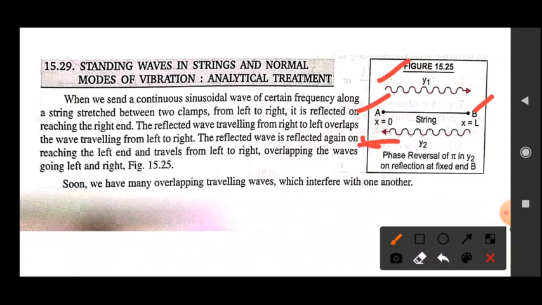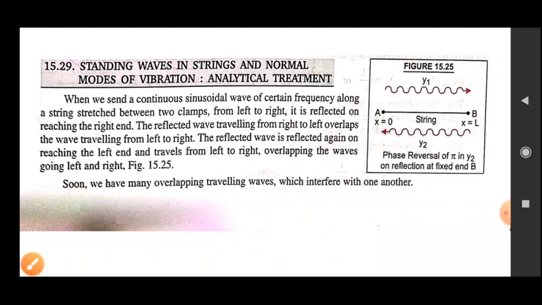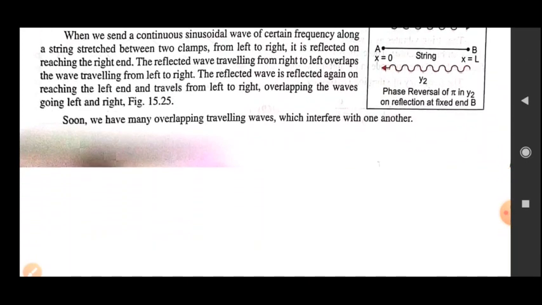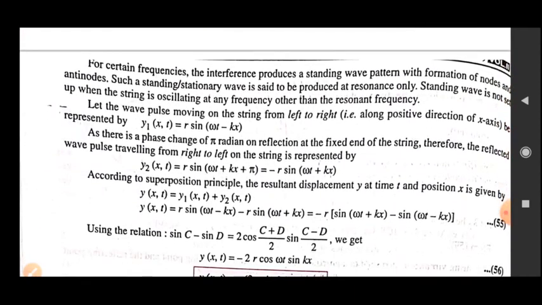So we can see there is a phase reversal of pi in y2 when it is reflected back from the end B. Obviously, whenever these waves are going to the left side and coming back to the right side, and they have a phase of pi, they will combine to make a new wave, and that is known as the standing wave. So let's see the analytical treatment here.